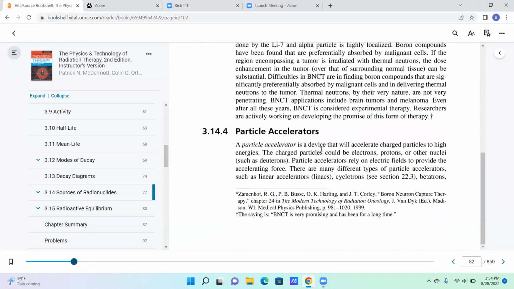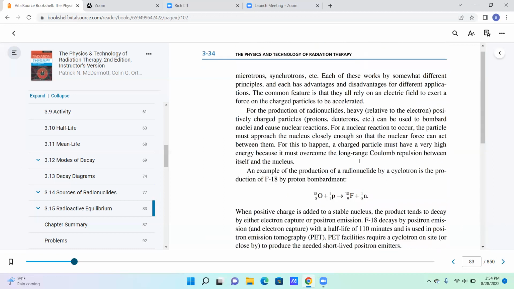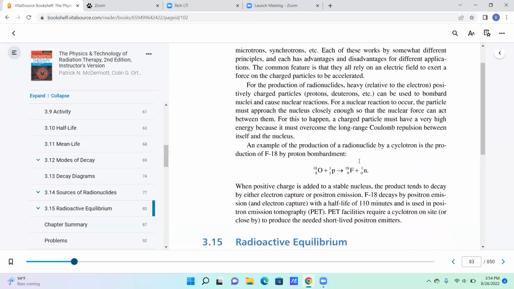So, particle accelerator. A particle accelerator is a device that will accelerate charged particles to high energies. The charged particles could be electrons, protons, deuterons. They rely on electric fields to produce an accelerating force. There are many different types of particle accelerators, such as linear accelerators, cyclotrons, betatrons, microtrons, synchrotrons. They each have their advantages and disadvantages. The common feature is that they all rely on electric fields to exert a force on a charged particle.